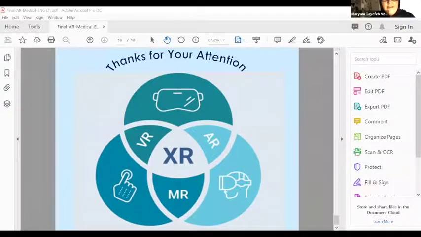Can you see that? Yes. No. We can't see. You need to share a different screen.